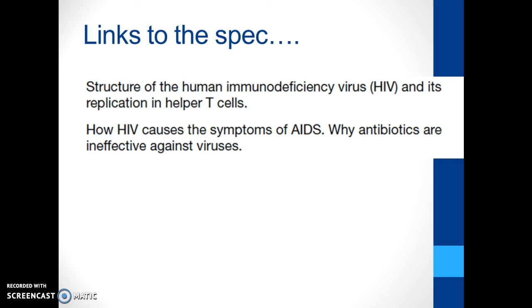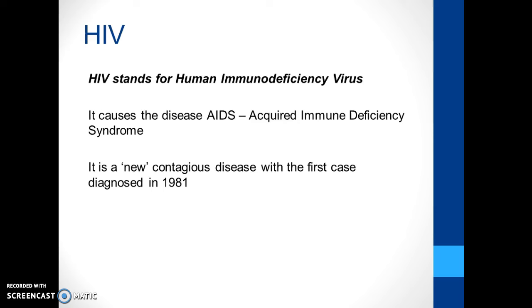So we'll have a look a little bit at that, and that's how it behaves as a pathogen. You also then need to know how HIV causes the symptoms of AIDS. AIDS is a product of HIV, if you like. It's a consequence of it. So someone can be HIV positive and they may never develop AIDS, but if they're left untreated, then they will develop AIDS, which is quite serious. And why antibiotics are ineffective against viruses. So specifically looking at a virus now, HIV being the example we're looking at, but we'll look generically at why antibiotics can't be used.